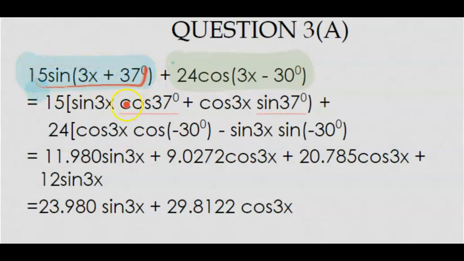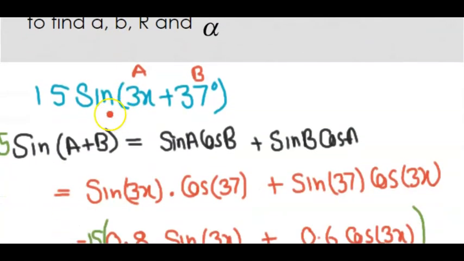15 sine(3x + 37). So we got 15 sine(3x + 37). This is my A and this is my B. And this is the formula with the plus, so I use sine(A + B). Keep the 15 on the other side.